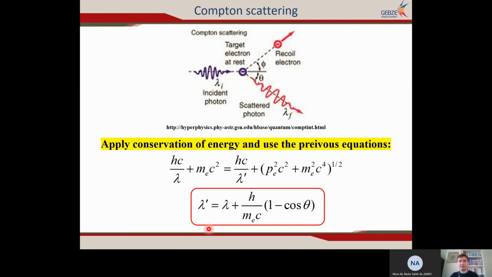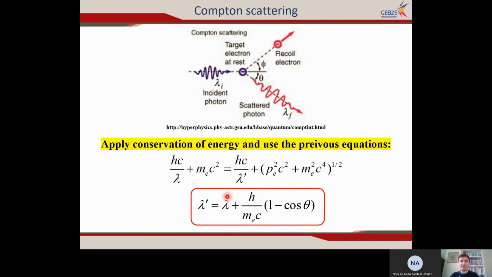then I can get this final equation, which defines the Compton scattering. What we have here, this is lambda prime, the final wavelength of the scattered photon, is equal to lambda initial, the wavelength of the incident photon, plus Planck's constant over mc times 1 minus cosine theta. So what do you see here? This Planck's constant is constant. Mass of electron is also constant. And velocity of light is also constant. So here we only have constant numbers and parameters.